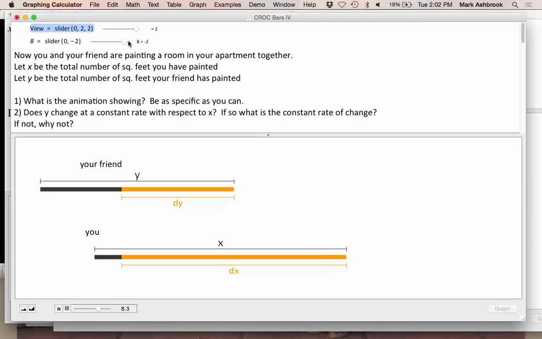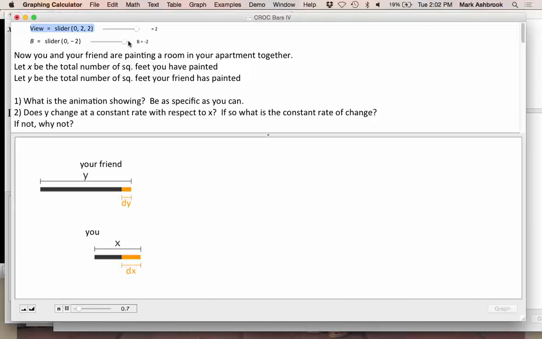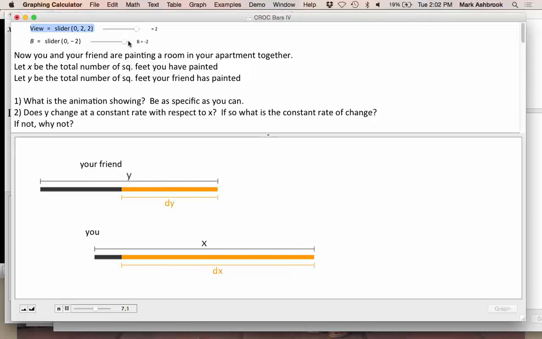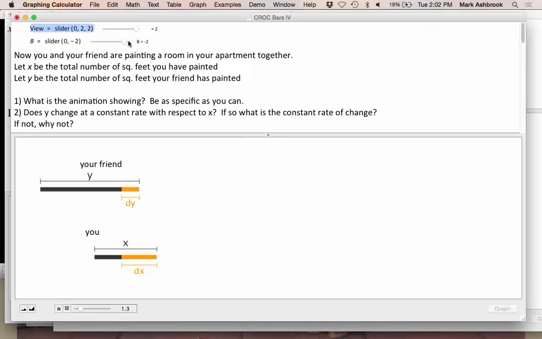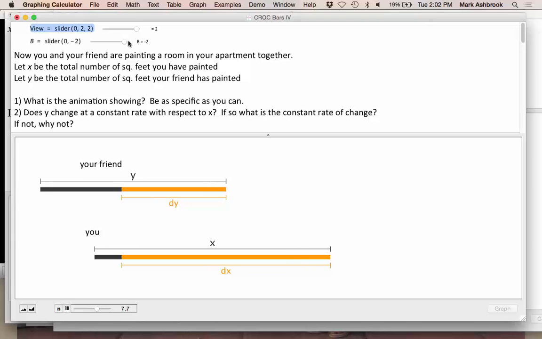Do you see that dy is always 1/2 of whatever dx is? Yeah, it is, okay? Trust me, it is. dy is always 1/2 of what dx is. All right, so I'll say it. dy is always 1/2 of what dx is. Does y change at a constant rate with respect to x? Who says yes? Everyone in the room should say yes now. dy is the same as 1/2 dx. dy equals m dx, right?